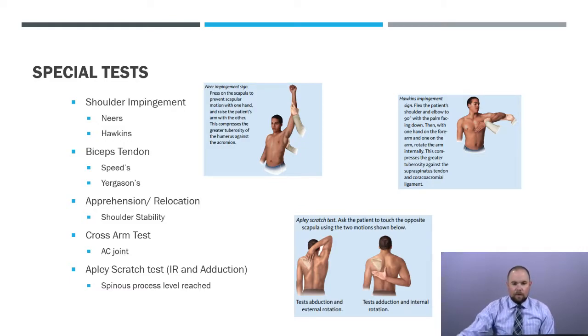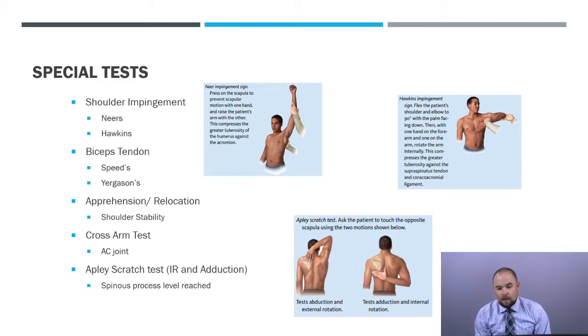Cross-arm test, I just have the patient reach their arm across their body. This is checking for acromioclavicular joint issues, arthritis, sprains. You can also have the patient place their hand on their opposite shoulder. That also applies the same motion that you're looking for as far as evaluating that area.